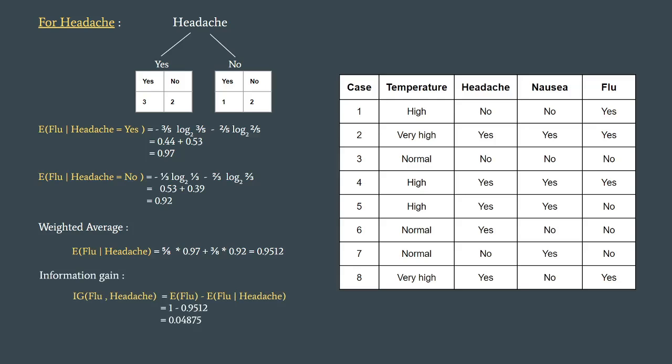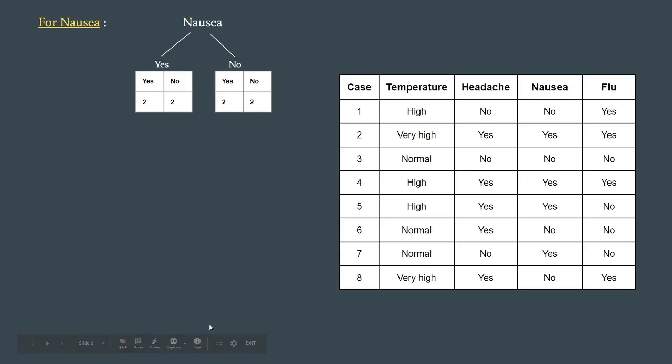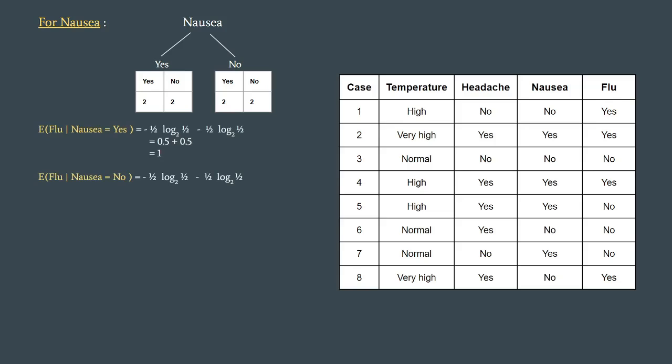Then we calculate information gain. Information gain on flu from headache is equal to entropy of flu minus entropy of flu on headache, which is 1 minus 0.9512, which is 0.04875.